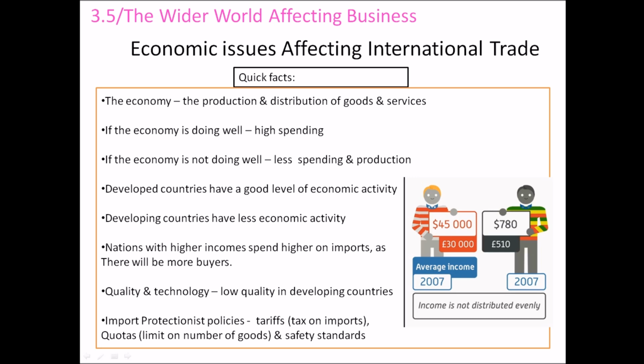So quality in technology, so low quality in developing countries. So in other words, in Ethiopia they'll have very bad quality or bad technology for Primark and stuff like that. So this means that businesses could actually end up having to spend money on the technology because they don't have it already, if that makes sense.